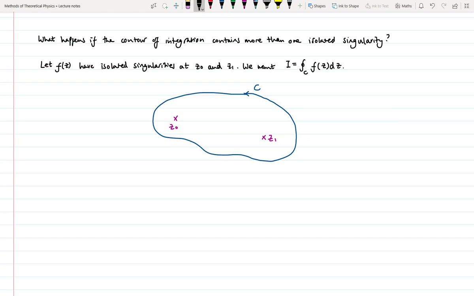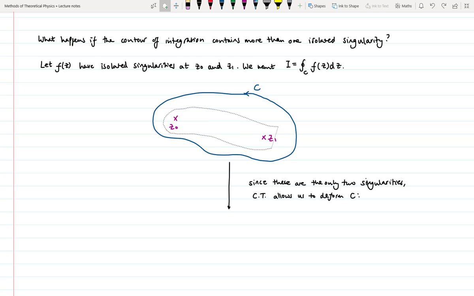Now, just as in the example above, we can deform the contour through the region of analyticity of the integrand. I'll write here that since these are the only two singularities, Cauchy's theorem allows us to deform the contour C. And I'm now going to take a copy of these singularities and put them down below.